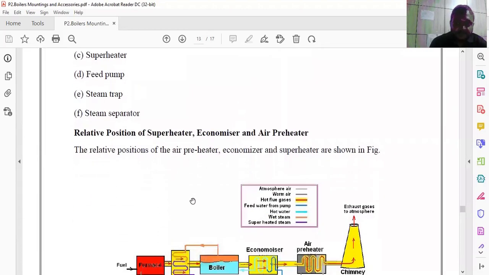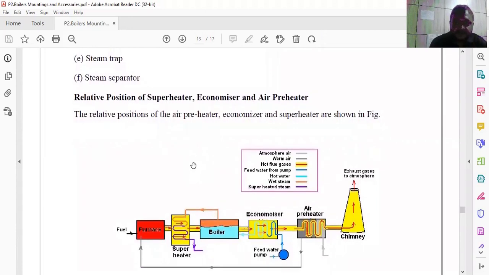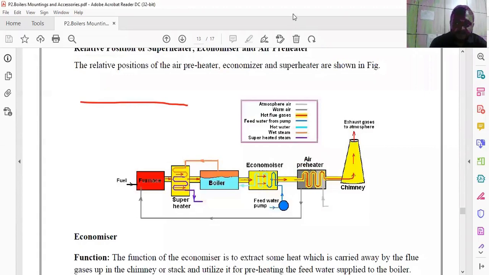The importance of these three accessories, superheater, economizer, and air preheater, lies in their position, which is one of the most important things in a boiler. You have to keep in mind the relative position, and I will show you how they are attached to each other.